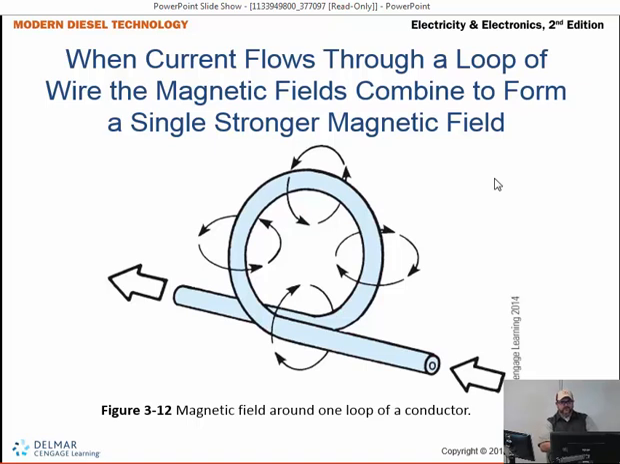All right, when current flows through a loop of wire, the magnetic fields combine to form a single stronger magnetic field. So the smaller fields create a larger field, and basically those windings, that's how a generator works. We're taking the wire and wrapping it around, making bigger magnetic fields and making stronger voltage.